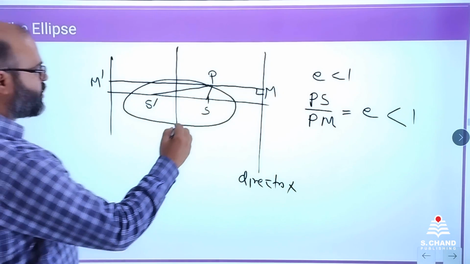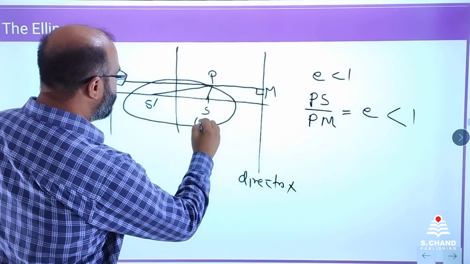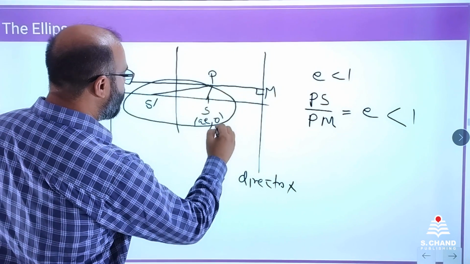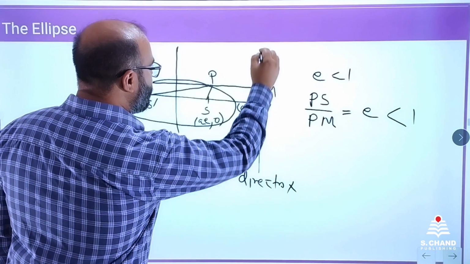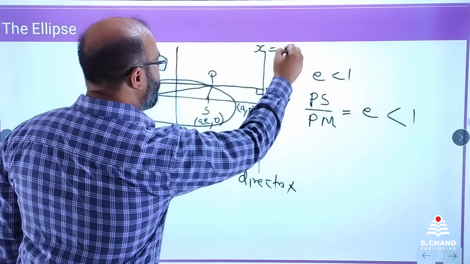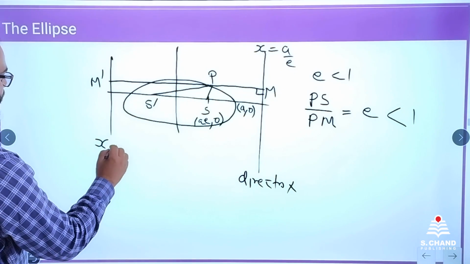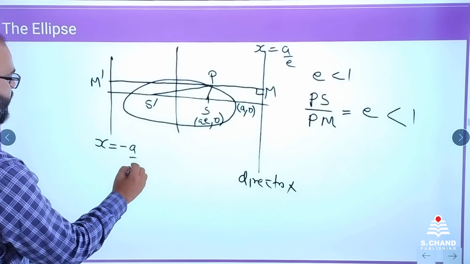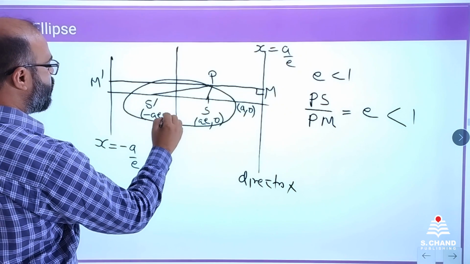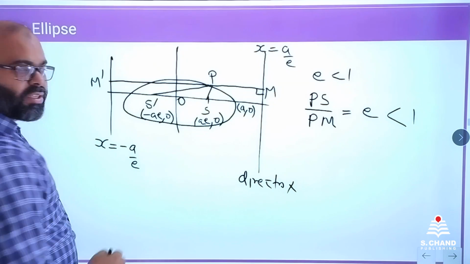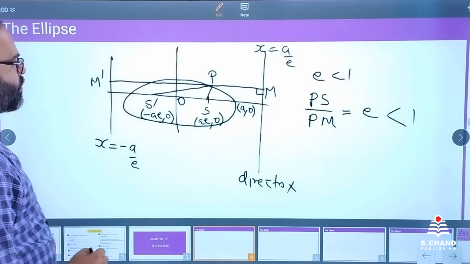If we come to the equation of ellipse, before that we know the coordinates of the focus. So this is (ae, 0). The vertex is (a, 0). And the directrix is x equal to a upon e. Similarly, on the left hand side, the directrix is x equal to minus a by e. Focus is (minus ae, 0). And this is the origin, which is the center of the ellipse. This is the vertex, which is (minus a, 0).